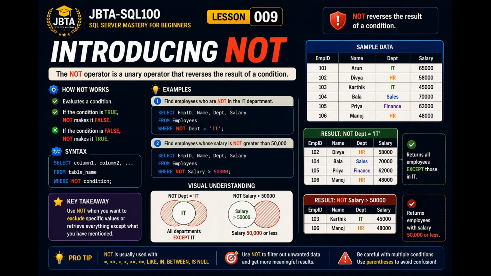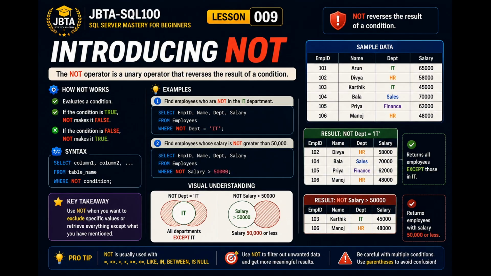In other words, if a condition is true, the NOT operator changes it to false. And if a condition is false, the NOT operator changes it to true. Let's understand this with a simple example. Suppose we want to find employees who are not working in the IT department. Our SQL query looks like this. SELECT employee_name, department FROM employees WHERE NOT department = 'IT'.